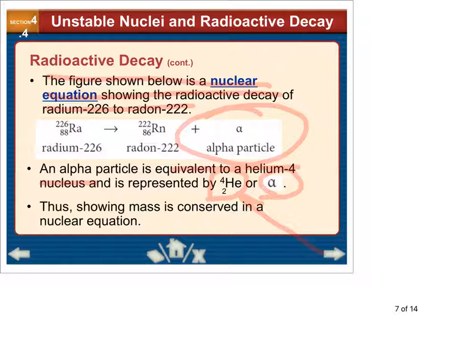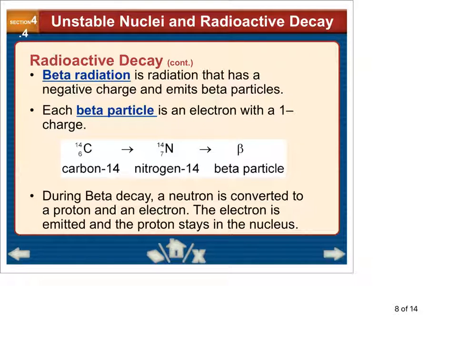And mass is conserved. If we write the helium-4 with 2 up here, see, 226 is 222 plus 4. 88 is 86 plus 2. So mass is conserved. Beta radiation emits beta particles. A beta particle is an electron, with a -1 charge. So there we can use the symbol e with a 0 and a -1. And we see 14 equals 14 plus 0. 6 equals 7 minus 1.